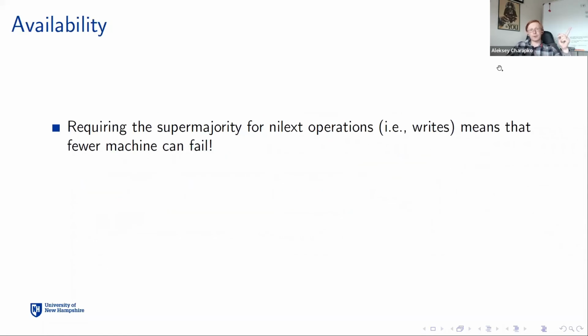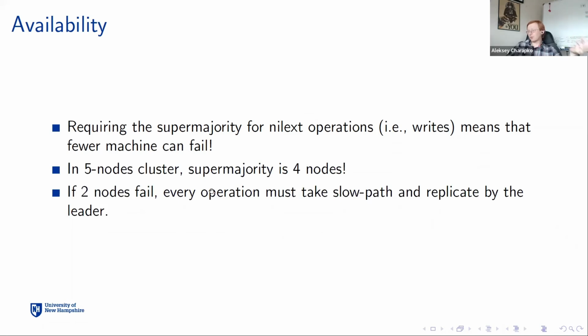Okay, another thing I do want to mention is the availability of the system, right? Because we require this supermajority, in a cluster of 5 machines that means 4 out of 5. If 2 nodes fail, then we cannot reach the supermajority. At this point, we either get stuck forever until we recover enough machines to get the supermajority, or we go into the slow path and essentially ditch the whole nil-externality idea, just talk to the leader and make the leader do a regular viewstamped replication, Multi-Paxos, Raft protocol, whatever you have. So that's one of the downsides of having the supermajority.